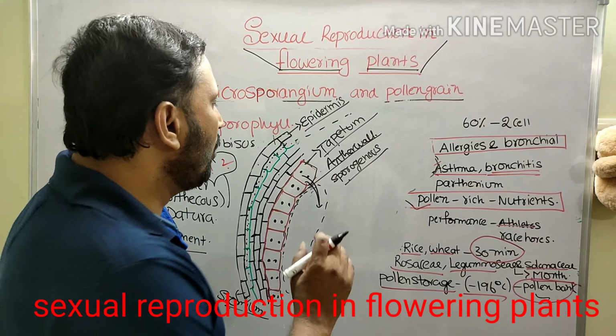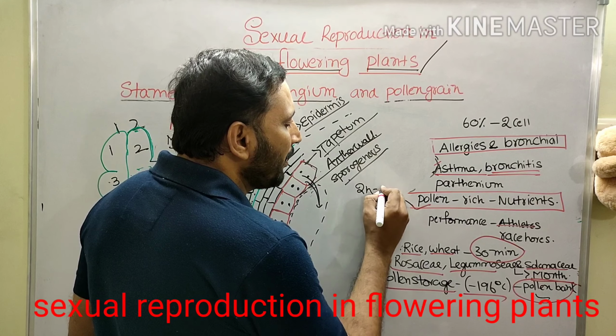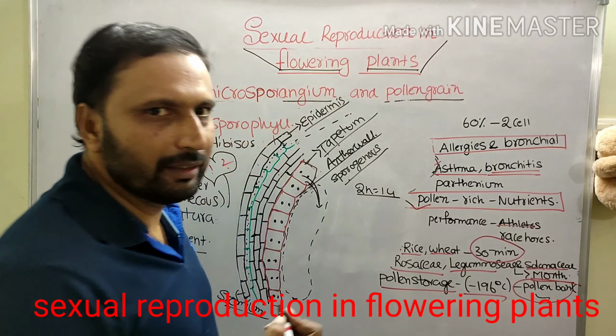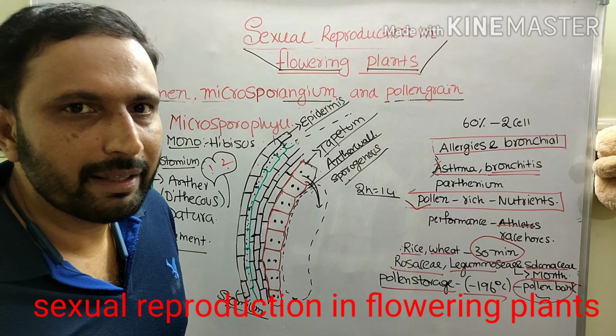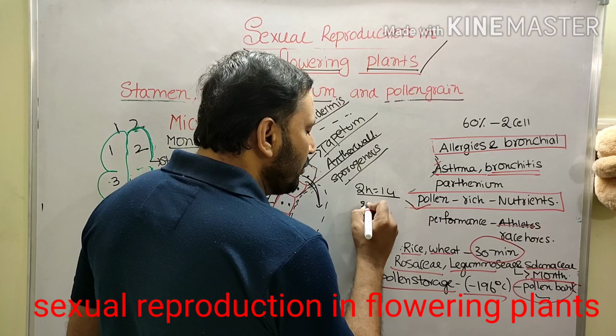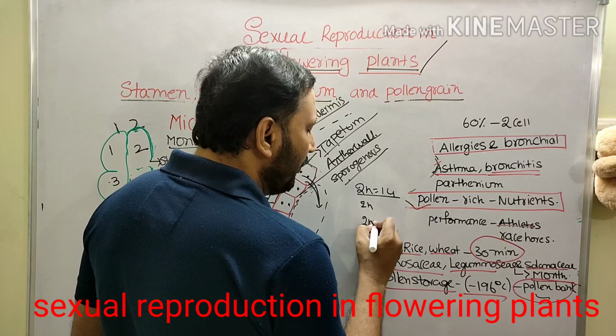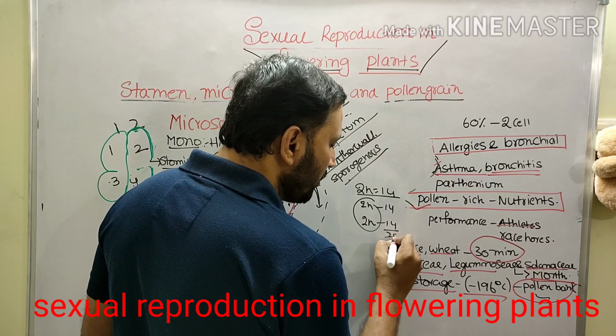Okay, here is an important point. When the plant chromosome number is 2n equal to 14, how many chromosomes are present in the tapetal cells? Very important: each nucleus is 2n, so 14 chromosomes each, total 28 chromosomes.